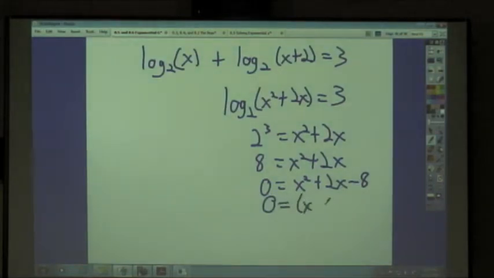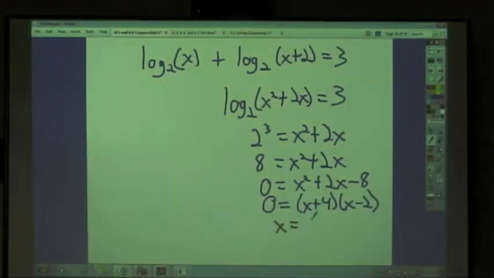This one actually factors pretty well because you have x plus 4 and x minus 2. That will give me the 2 in the middle. That gives me two solutions: negative 4 and positive 2.